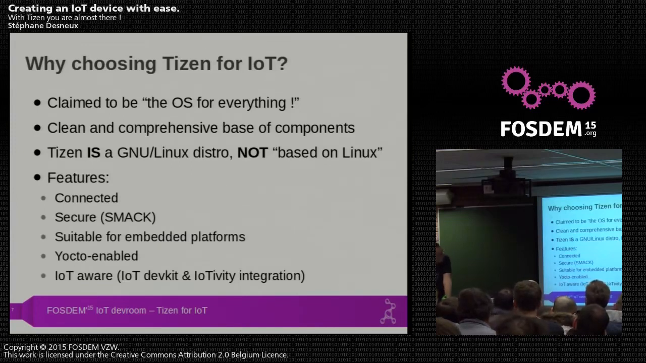So the main features are that Tizen is a connected distribution. I already said that we need some Ethernet or Wi-Fi, etc. It's secure. It's, I think, a very interesting point for IoT things. So the platform is secured with SMACK, and of course, when we extend things with other devices or on the internet, we will probably use frameworks that propose security, like IoTivity, but any other framework with security would fit. So it's suitable for embedded platforms.